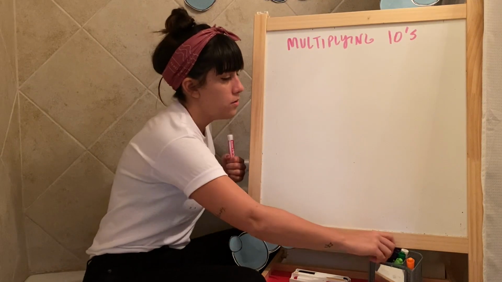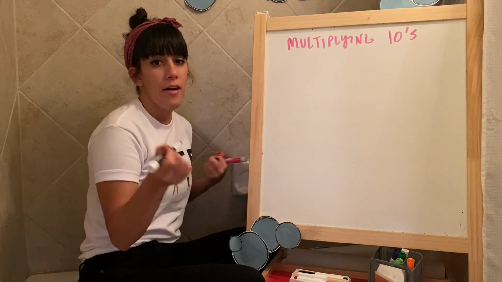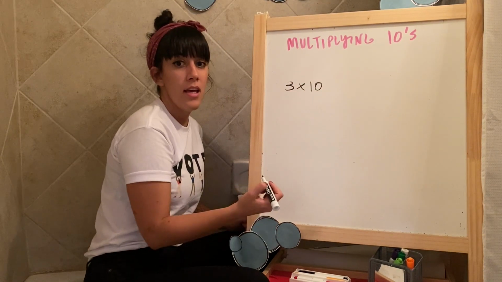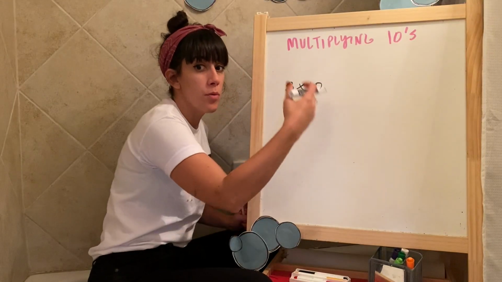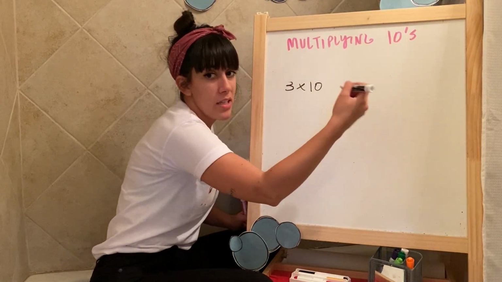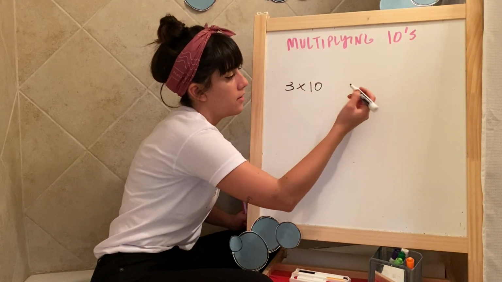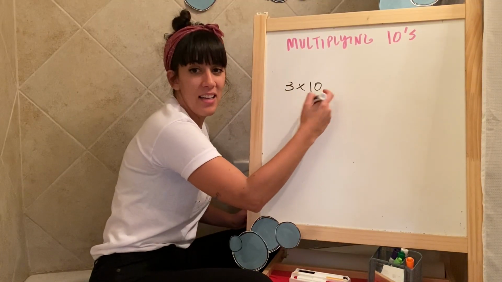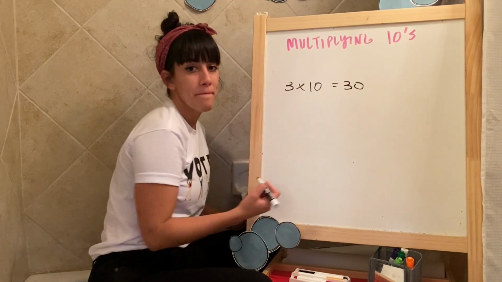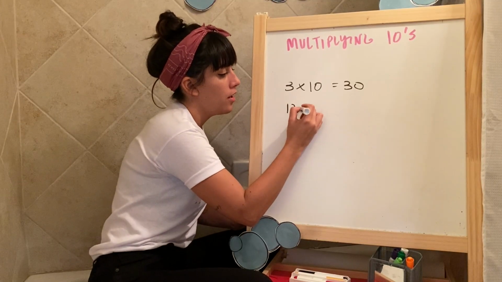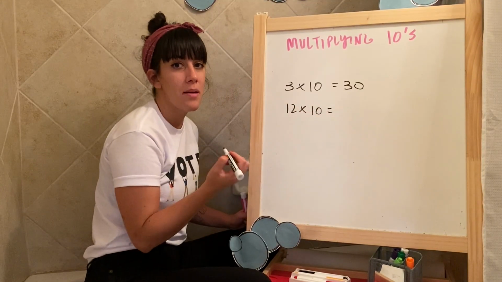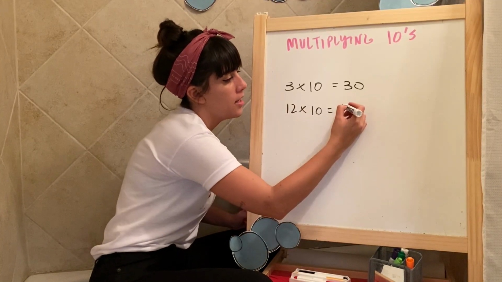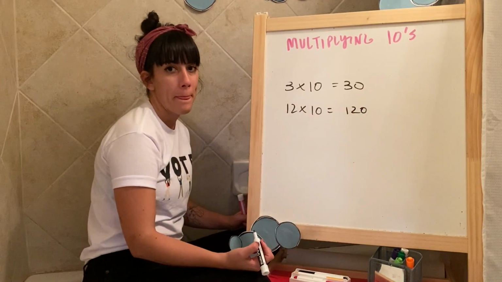So let's do some random facts. If I were to have, let's say 3 times 10, this would mean that I have 3 groups of 10. So 3 times 10, 3 groups of 10, if you wanted to say that, 3 times 10 equals 30, right? If I wanted to do 12 times 10, what does that mean? I have 12 groups of 10. So 12 times 10 is 120, okay?